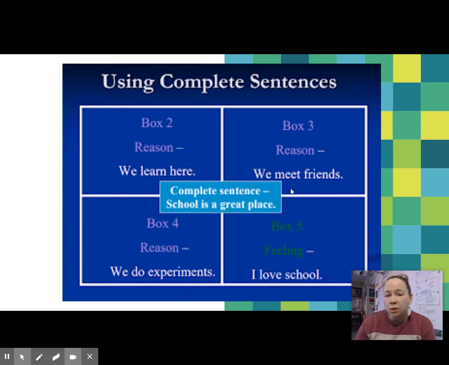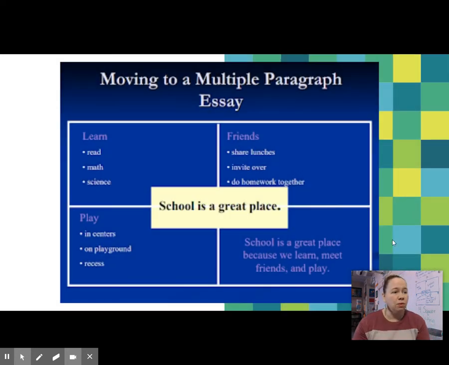And then they move to a complete sentence. So this again is not fourth grade level. This is a little bit lower than fourth grade. So here would be a paragraph. Here's the complete sentence. School is great. We learn here, we meet friends here, we do experiments, I love school. There's your paragraph. Okay, but in our class, what we're working on doing is more of a multi-paragraph essay.